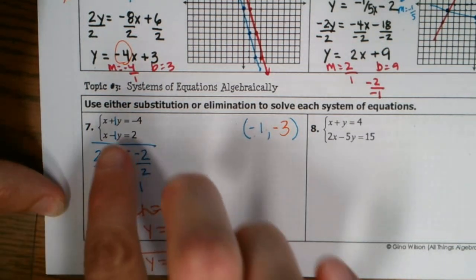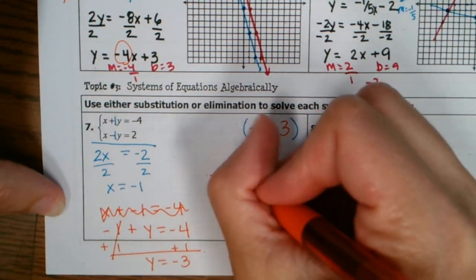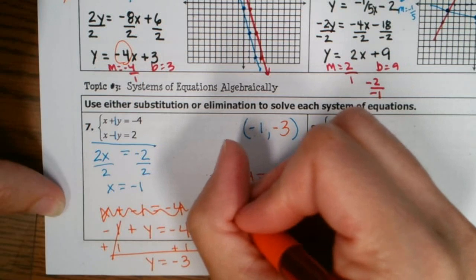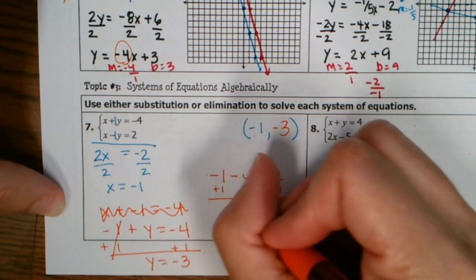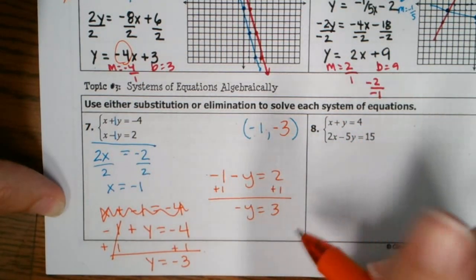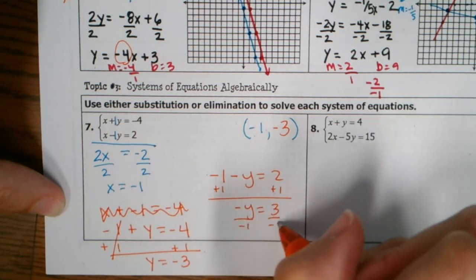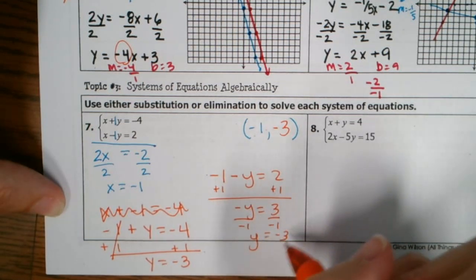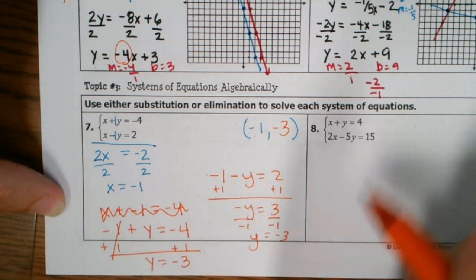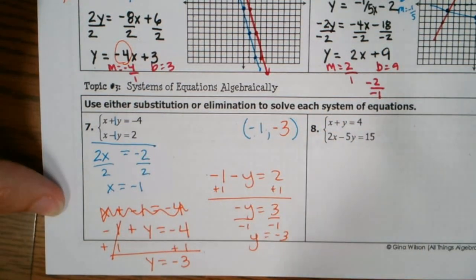If I had picked the bottom equation, I still would solve by adding 1 to each side, and then I'd have to divide by -1 to get y by itself, and I get y is -3. So it doesn't matter which one you plug it back into.